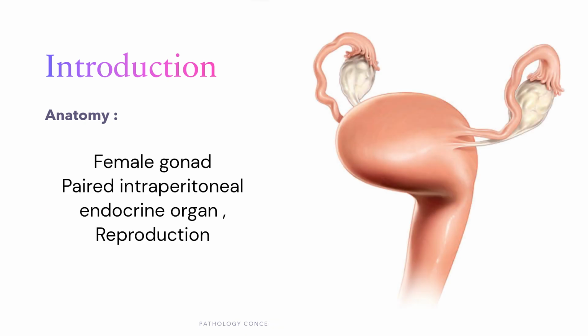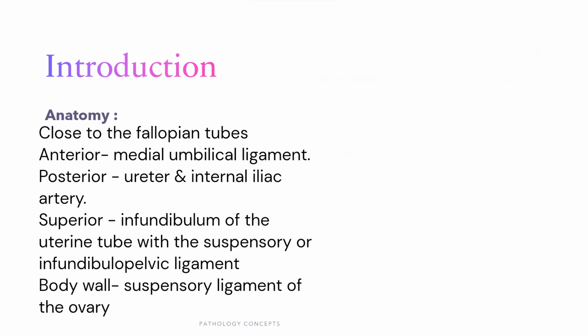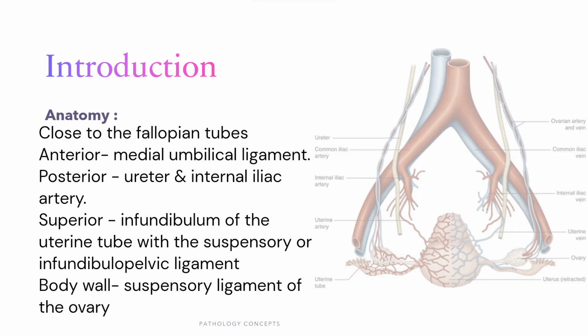Ovary is a female gonad. It is a paired intraperitoneal endocrine organ typically found in the lower left and right quadrants of the abdomen respectively. Ovaries play a fundamental role in reproduction as well as production of hormones. Ovaries are found close to the fallopian tubes within the ovarian fossa.